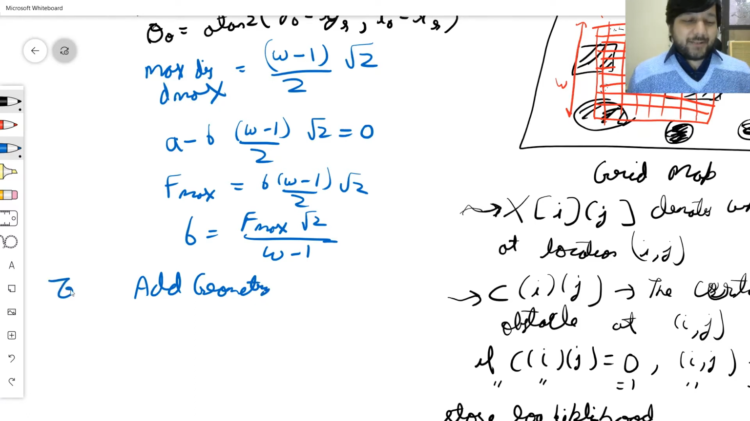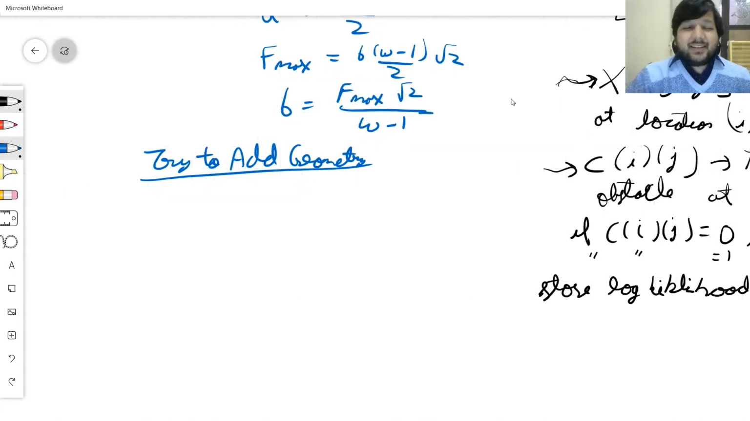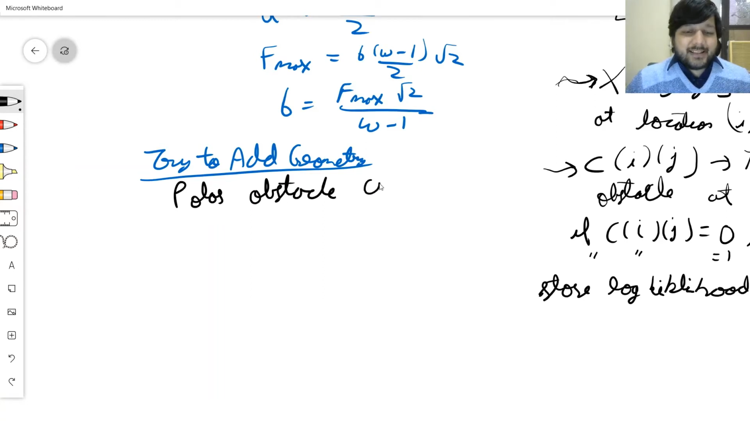So I'll try to add geometry over here. And when I say I'll try to add a geometry over here, let us try to foresee some kind of a geometry in this. And if I need to foresee some kind of a geometry into this, let me make the polar obstacle density.